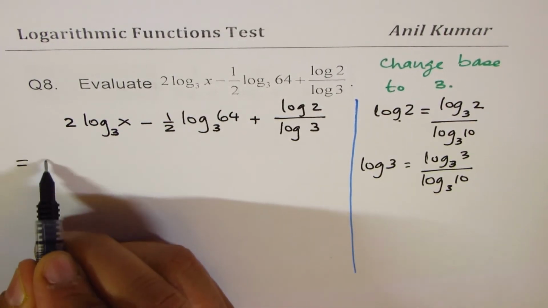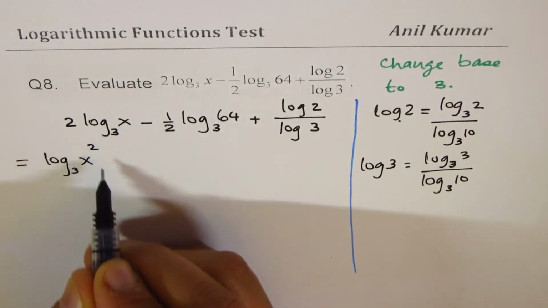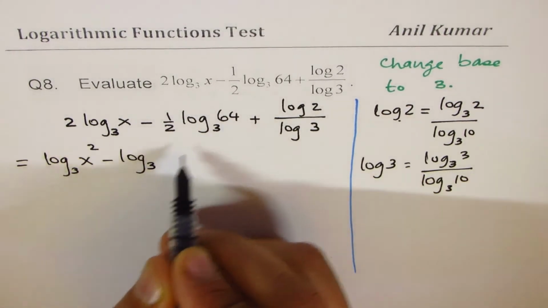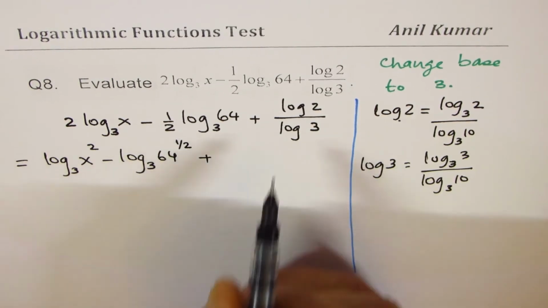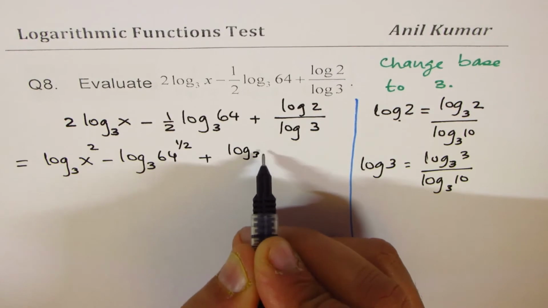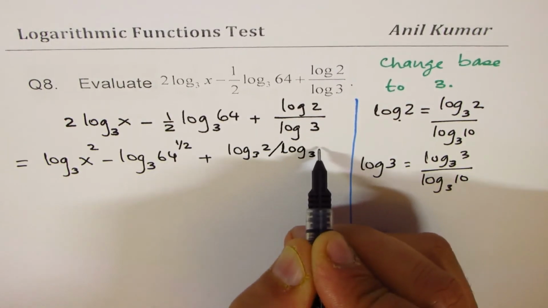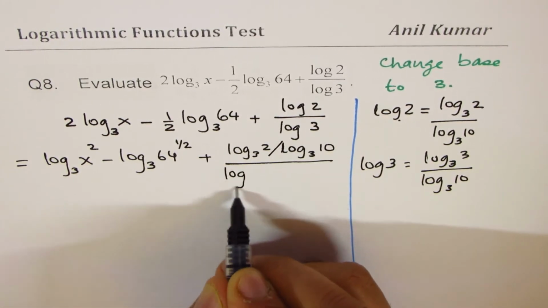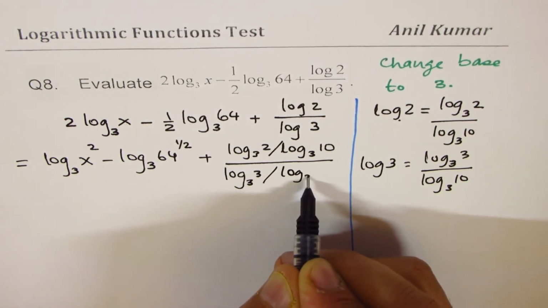So we have equal to log 3 of x squared, we applied the power rule here, minus log 3 of square root of 64, let me write 64 to the power of half, plus log 2, I'm writing as log to the base 3 of 2 divided by log to the base 3 of 10, over log 3, which is log to the base 3 of 3 divided by log to the base 3 of 10.